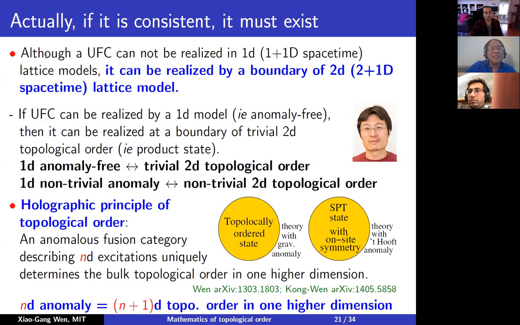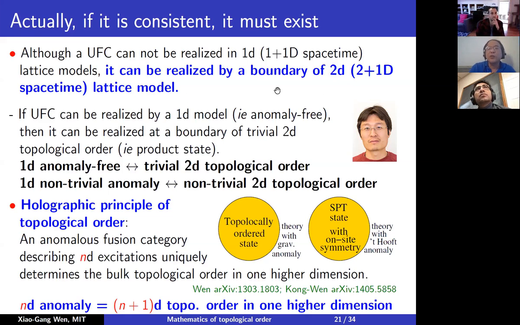Now I come back. Here, let's say that although the unitary fusion category theory is consistent, it does not exist because it is not realizable. So that seems against our philosophy. Actually, if it is consistent, it must exist, but in another form. Although this unitary fusion category cannot be realized as a one-dimensional system, however, we conjecture that they can always be realized as a boundary of a two-dimensional lattice model.